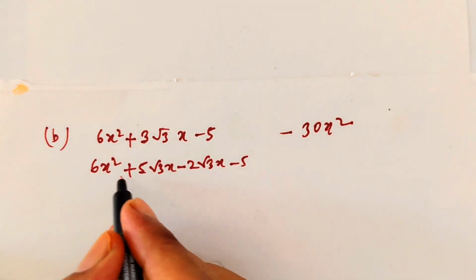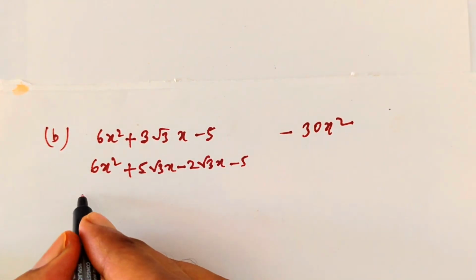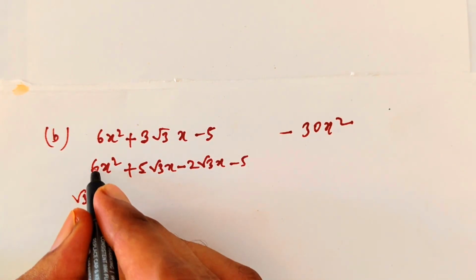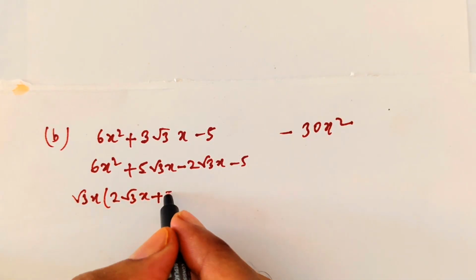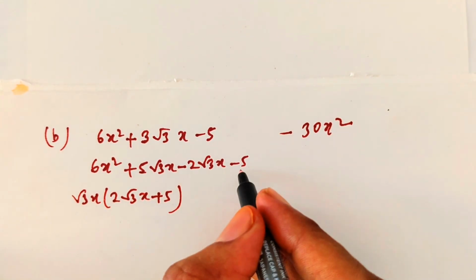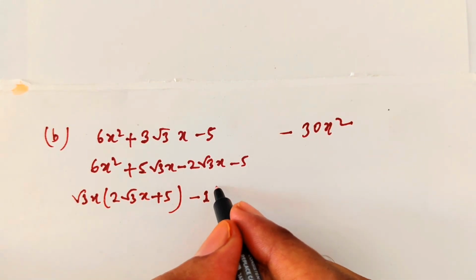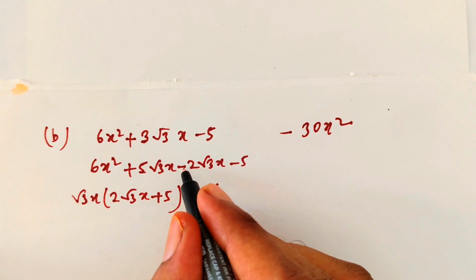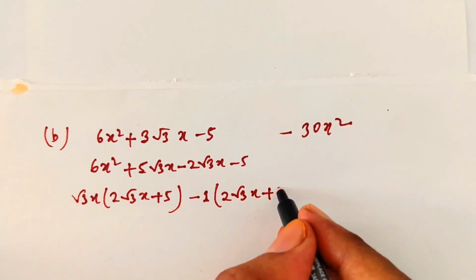Now you can take the simple commons from both the first two terms and again from both the last two terms. So simply we can take root under 3x common, and here 2 into 3, so you write 2 root under 3x plus 5. Again take the common from these two terms. So the common is 1. Here there is no common except minus 1, so we take the common minus 1, plus or minus according to their sign. So here 2 root under 3x plus 5.